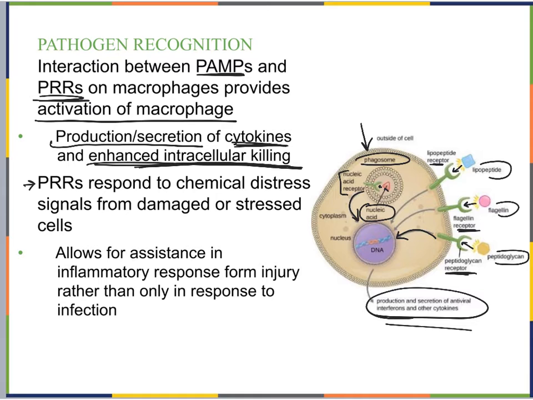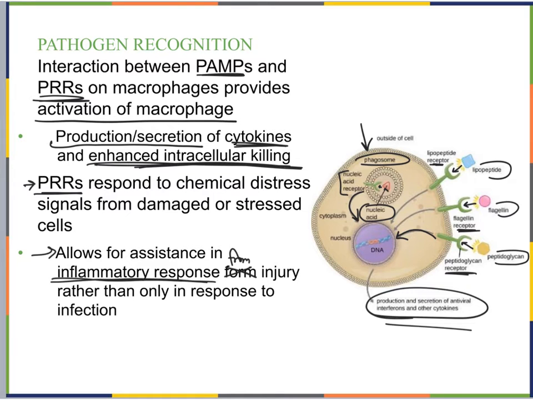So PRRs respond to chemical distress signals from damaged or stressed cells. And this is going to allow for assistance in the inflammatory response from injury rather than only in response to infection. So what we're saying is that even if we have cells that are in distress, they're damaged, they're stressed out, they're getting too old, things like that, our PRRs are going to respond to that. And then it's going to assist in the inflammatory response to these stressed out or damaged cells from injury rather than only in response to the infection.